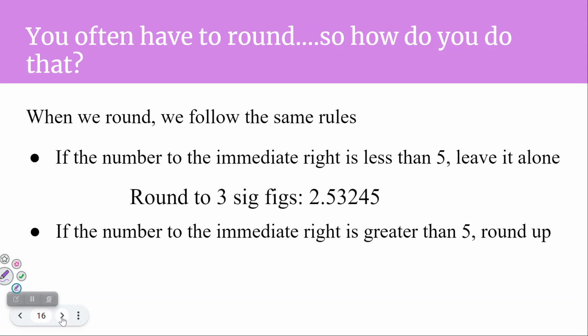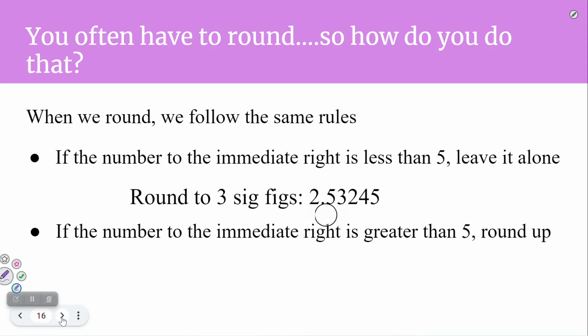So let's round this to 3 significant figures. Again, we're just going to assume for the sake of the slide that there's a measurement here, that there's units. Okay, so we're going to round to 3 significant figures. So 3 significant figures, you're going to start from the left and work your way right. So the first significant figure is here, second significant figure is here, third significant figure is here. That means we want to be able to cut our number off there at that 3.